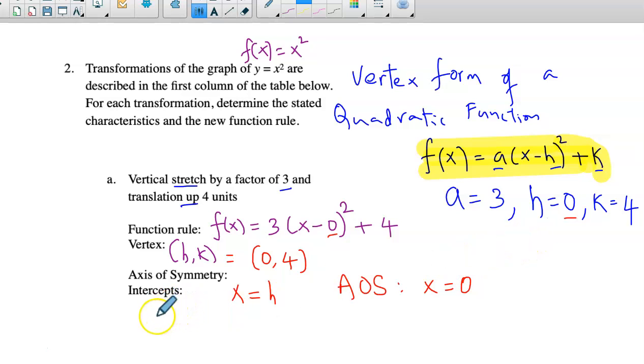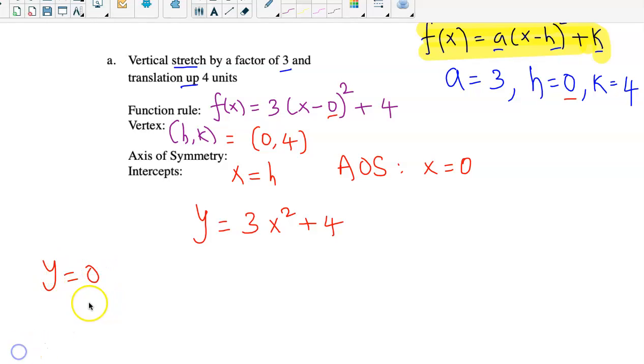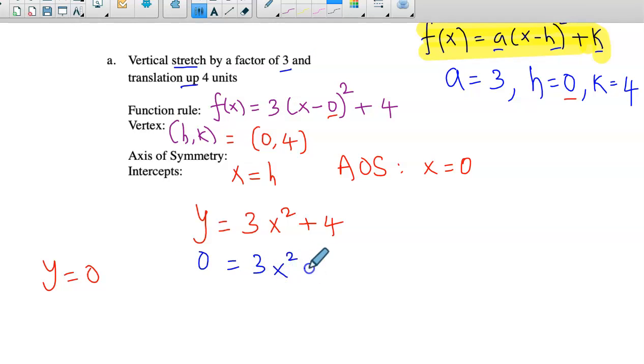Now the x-intercept and the y-intercept you have to find. Let me write this function here. This f of x is the same as y. y is equal to 3 times (x minus 0), I can just take it as x only, so 3x squared plus 4. To get the x-intercept, I have to write down y is equal to 0. So you got 0 is equal to 3x squared plus 4, and I have to solve for x.